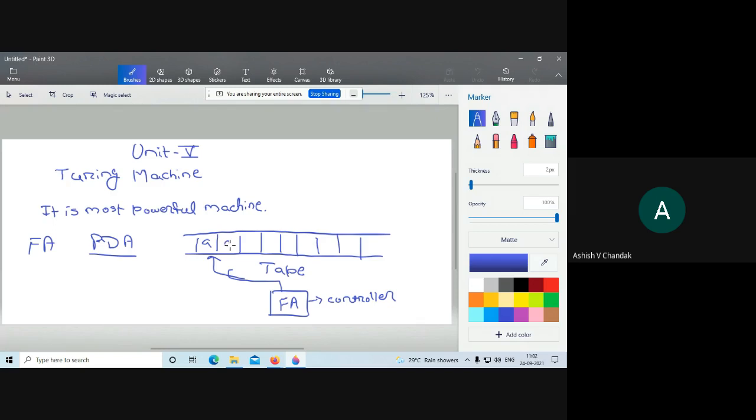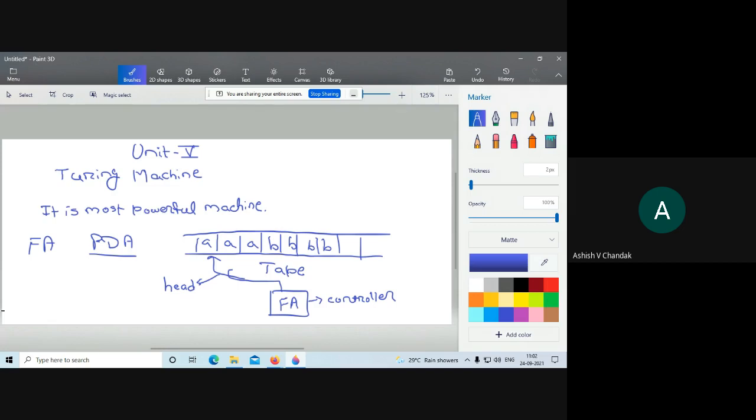Suppose you have written A, B, B, B here. So what happens in finite automata? This is called the head. If you know a tape recorder, there is a cassette. The symbols are written on the cassette, and there is a head. The head will read the cassette symbols written on the tape. In the same way, finite automata, pushdown automata, and Turing machine all contain a controller and a tape. The head will read the symbols one by one.